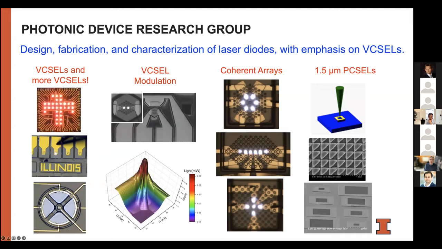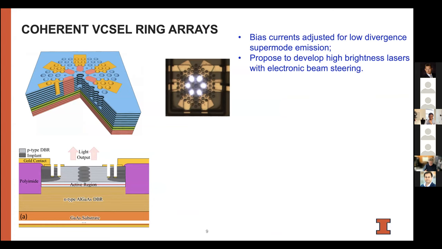So the reason that we're interested in coherent arrays is that in recent years, literally in the last 5 years, there's been a tremendous change in the VCSEL world. In the past, we were very focused on applications that required single devices. And literally overnight, due to the advent of things like smartphones, VCSEL arrays now are being produced.